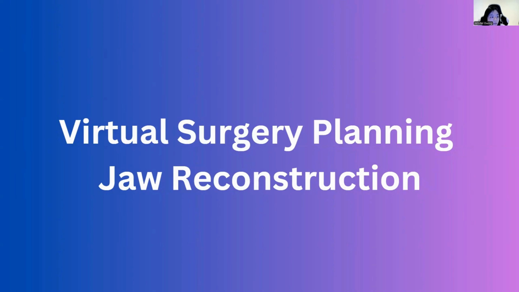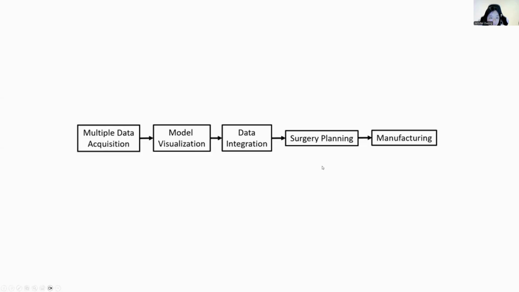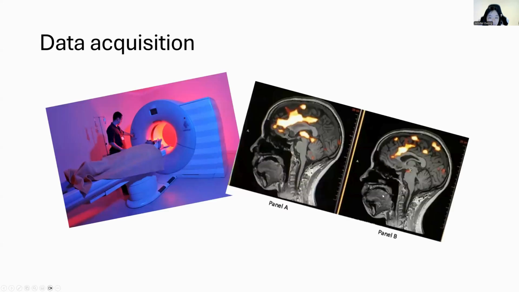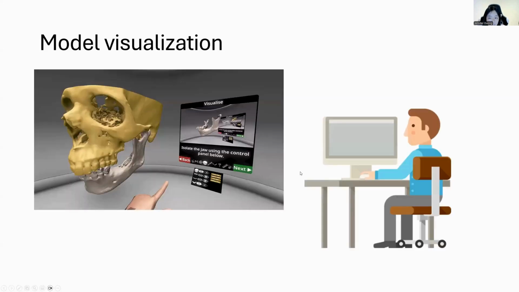Now let's talk about how virtual surgery planning can help improve the time and efficiency of jaw reconstruction. This diagram shows the typical steps of virtual surgical planning, and I will quickly outline the most important steps. In data acquisition, an MRI scan of the patient is taken, and this is how we obtain the 3D model. In model visualization, the scan is then transferred to the computer.